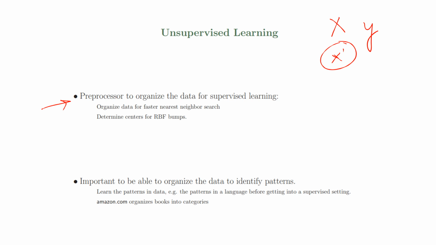And then determining the centers for the RBF bumps that I just talked about in the previous lecture, where we were setting the centers based on the distribution of the data, right? Determining the centers for the bumps that we needed. So unsupervised learning has this role to play in data organization for my supervised learning problem, right? But in addition to this, it also has a very important role to play in the basic learning problem itself. It's useful on its own, right? So that's what we're going to focus on in today's lecture.